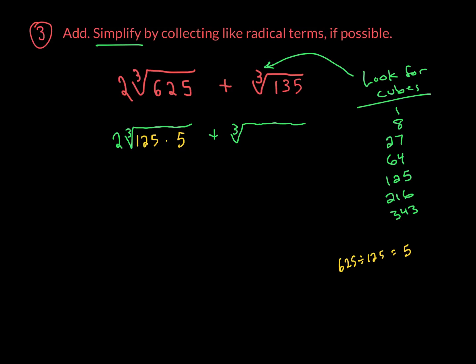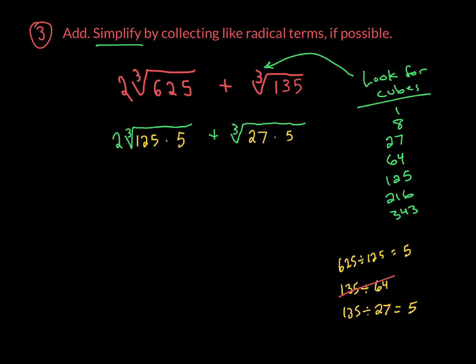So you might do 135 divided by, let's say, 64. That doesn't work out. 135, and we'll go up the list, divided by 27. And in that case, you would get 5. So 135 divided by 27 equals 5. So we can rewrite this 135 inside that cube root as 27 times 5.